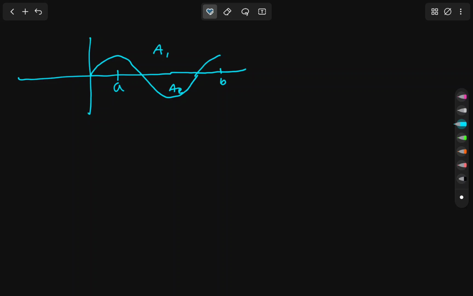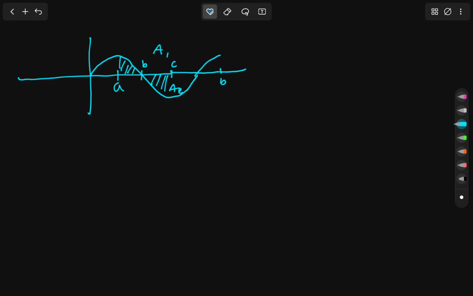It isn't the area. It is the net change. In some circumstances, it can be the area. Let's say that we take the integral from a to b. This is the area. But if we take the area from a to c here, this is the net change because we have this negative area.